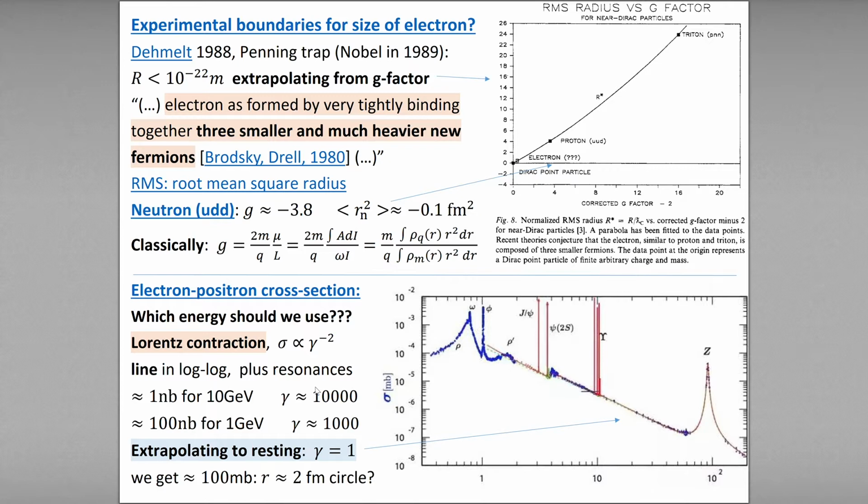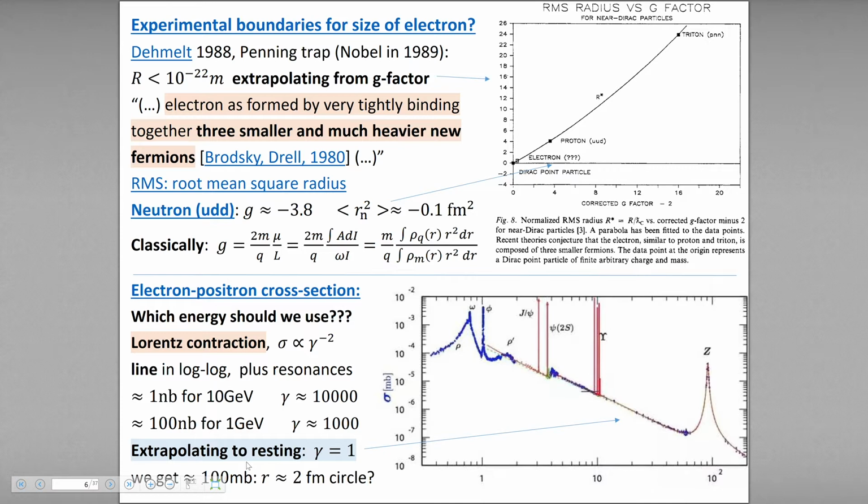So the question is, you are interested in the resting electron. What is the size of the resting electron? To get this answer, we should extrapolate this linear trend to the energy of the resting electron plus positron, and doing so, we get like 100 millibarn, which corresponds to like 200 femtometer radius of the electron, whatever it means. So looking at this electron-positron cross-section, if we extrapolate to the resting electron, which is the resting particle we are interested in, not a Lorentz contracted particle, then we get as much radius as needed for this deformation not to exceed 511 keV. So everything agrees here.